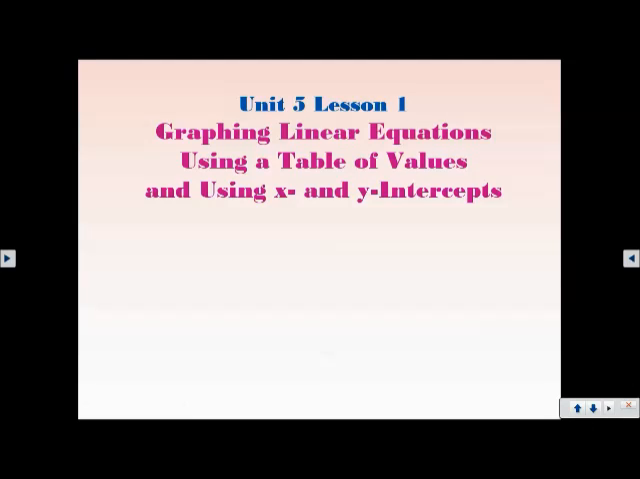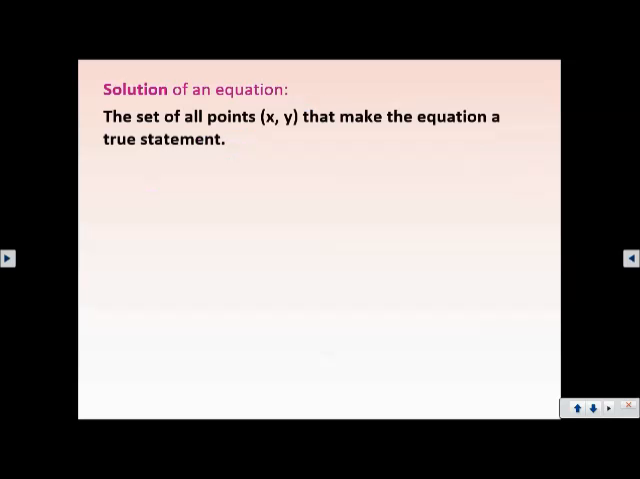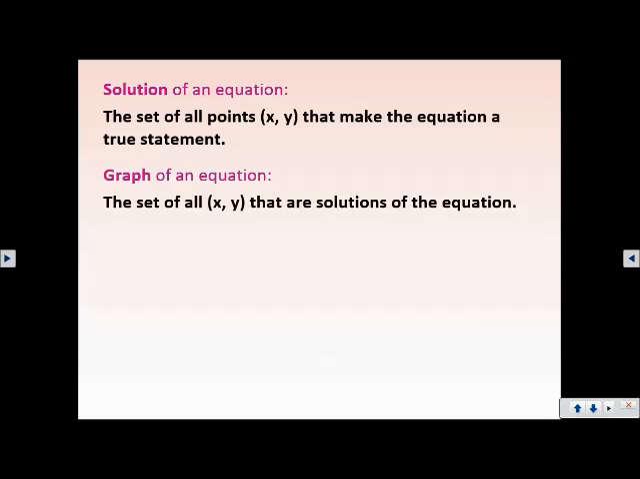Alright, this is Unit 5, Lesson 1, Graphing Linear Equations using a Table of Values and using X and Y intercepts. The solution of an equation is the set of all points, those are ordered pairs with an x, y, that make the equation a true statement. The graph of an equation is basically all those solution points plotted on a coordinate plane.